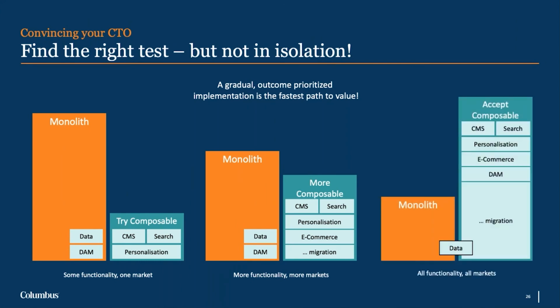And with the acceptance of composable architecture, you can gradually move more and more out of the monolith whenever a pain is encountered in it. So it's a process that can take time, and you might not get rid of the monolith completely, but you will have created flexibility where it's needed.